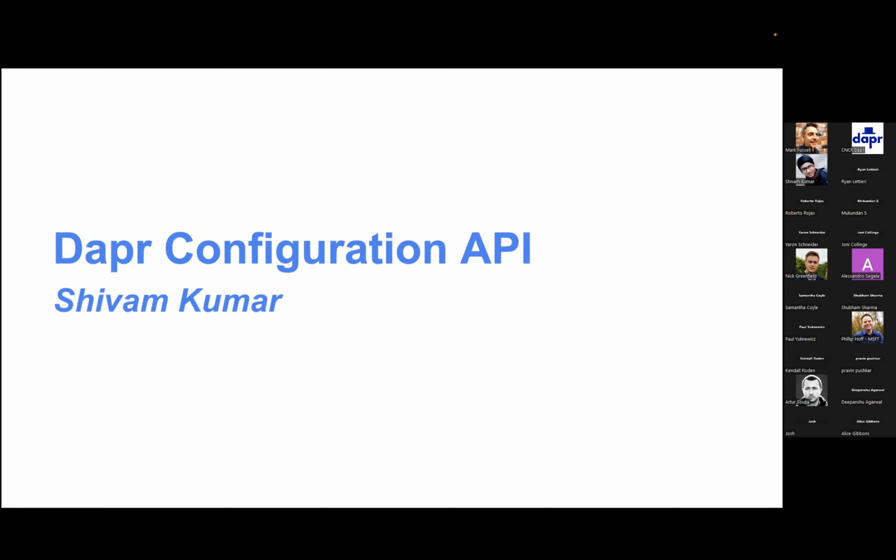So in this section, I will be talking about what exactly the configuration API is, a little bit of an overview of that, and then I will give a brief about what exactly we mean when we say we are moving the config API from alpha to stable, what changes we have made, and then there will be a quick demo of how you can use the config API in your application. So let's get started.